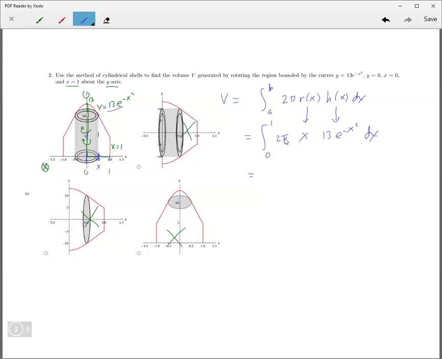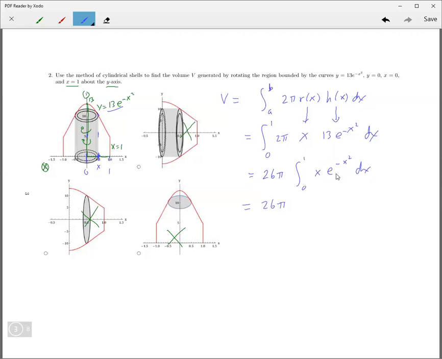Okay, great. So now let's go ahead and calculate this. The 13 and the 2 pi, that's 26 pi. I'll pull that all the way out to the front. And we're left with x e to the negative x squared dx, from 0 to 1.